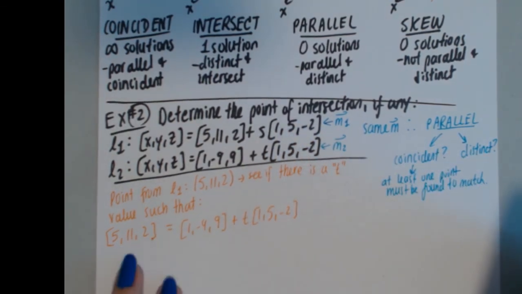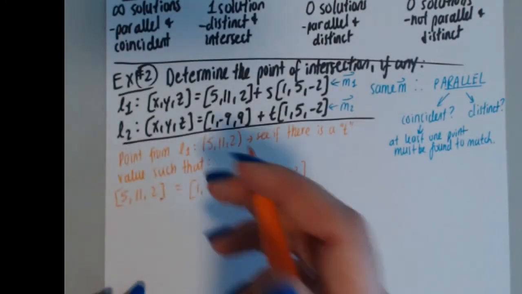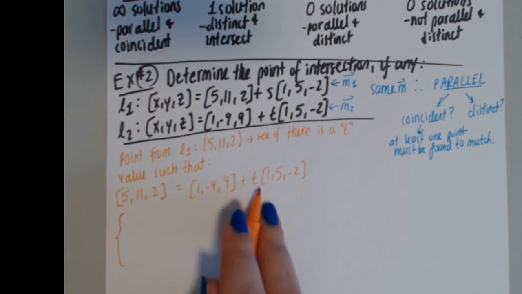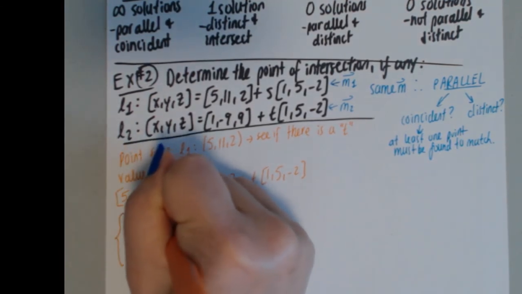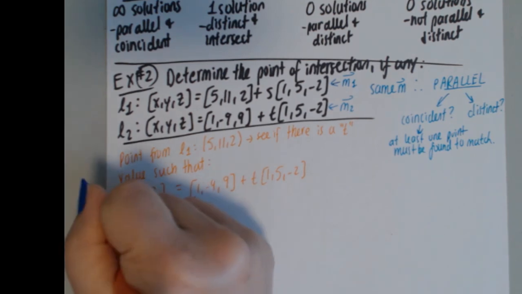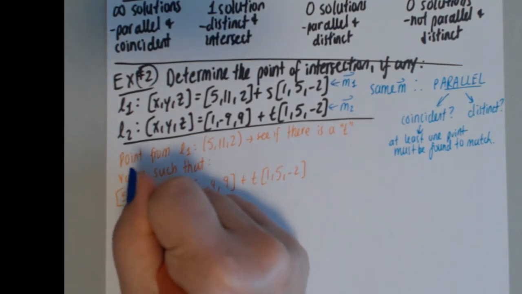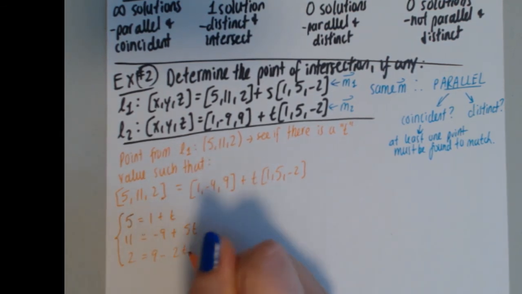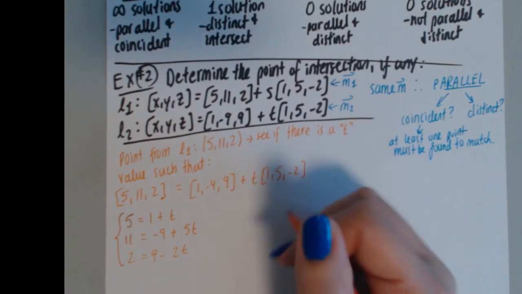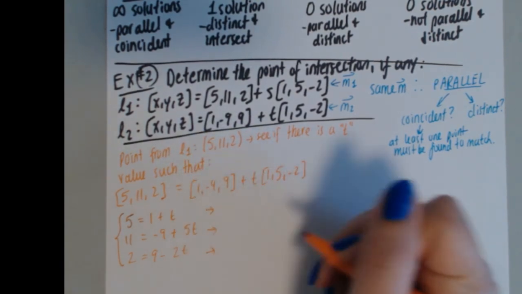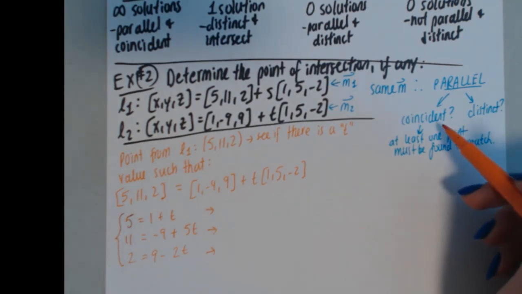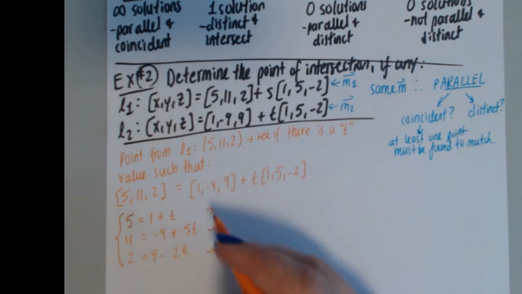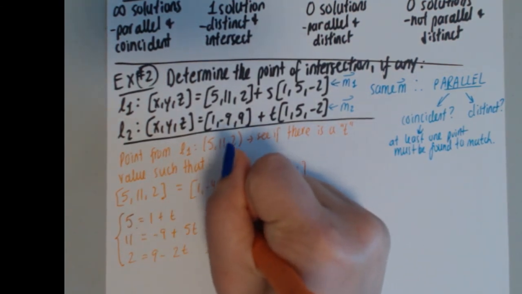So set up your three equations, one for each dimension, and let's see what we get. For x, 5 = 1 + t. For y, 11 = -9 + 5t. And for z, 2 = 9 - 2t. If you get the same t value for all three dimensions, that means the point's on the other line, which means you have coincident. If it doesn't match, even for one point, that means they're distinct. In the first case, 5 - 1 is 4, so t = 4.